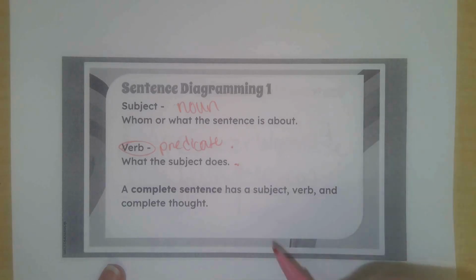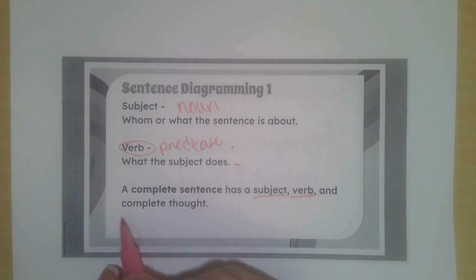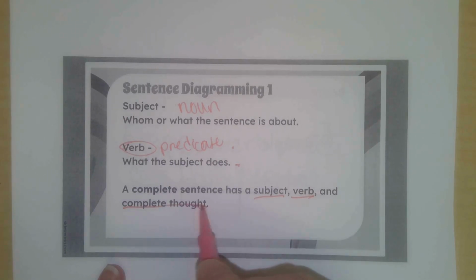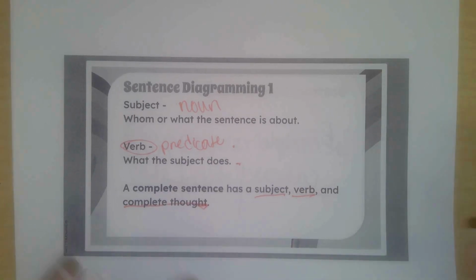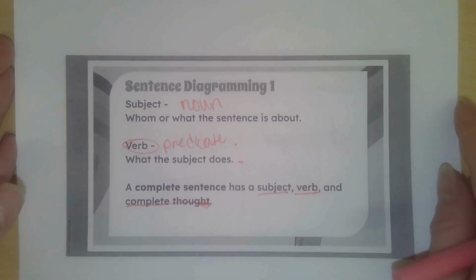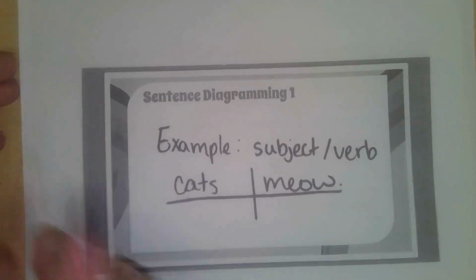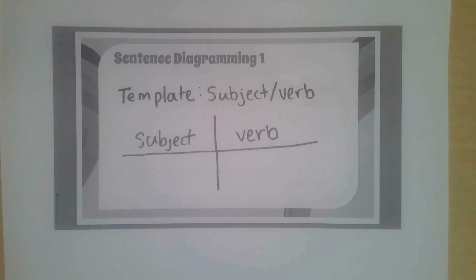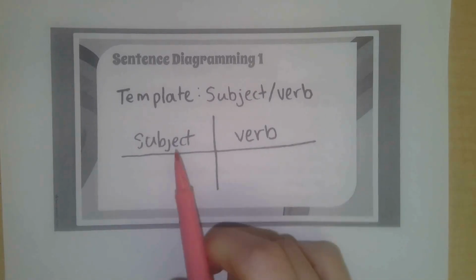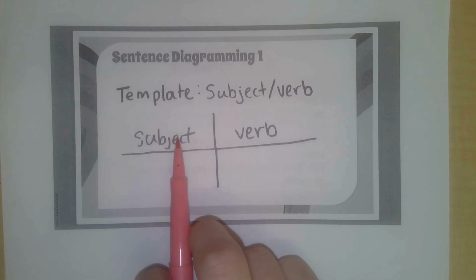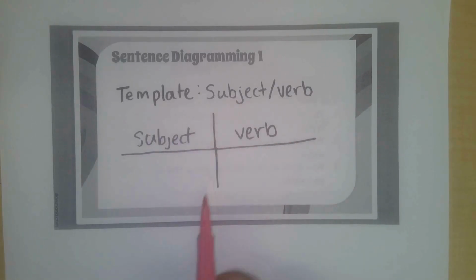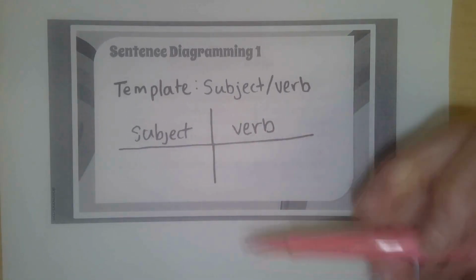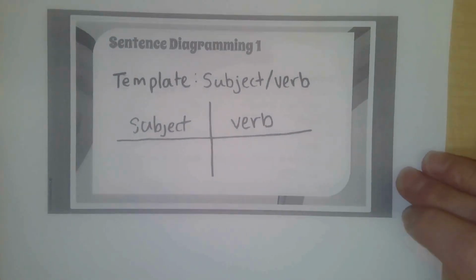A complete sentence has a subject, verb, and a complete thought. It has to make sense. Your sentences have to make sense if they're going to be complete. So we're going to start out with our first template, subject and verb. Just a simple sentence. We start out with just writing in our subject in this box, our verb in this box. We draw a cross, or a little T, whatever you want to call it.